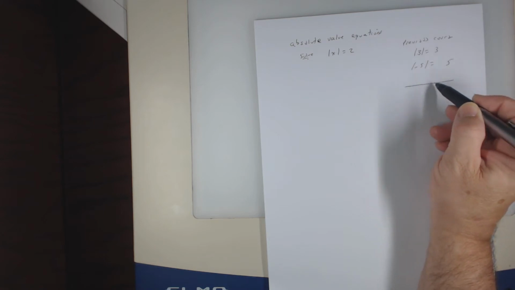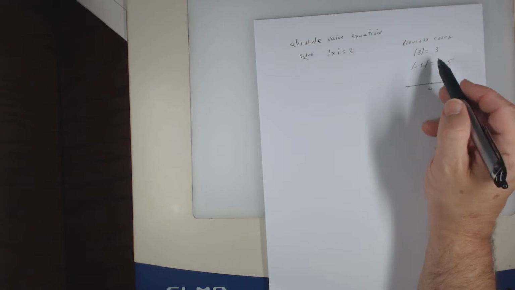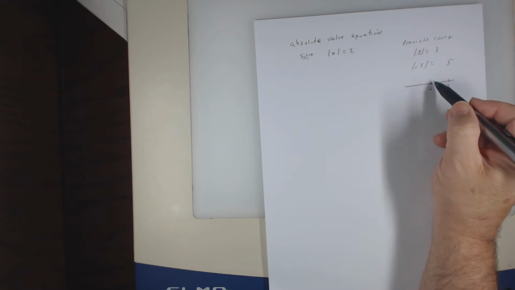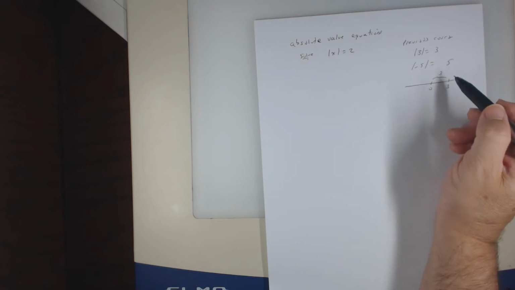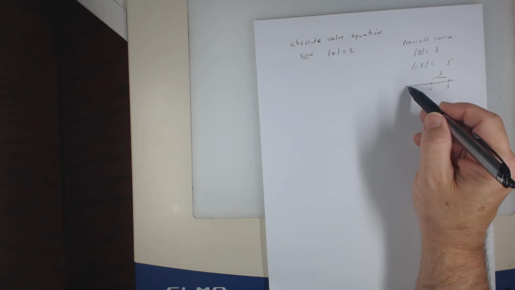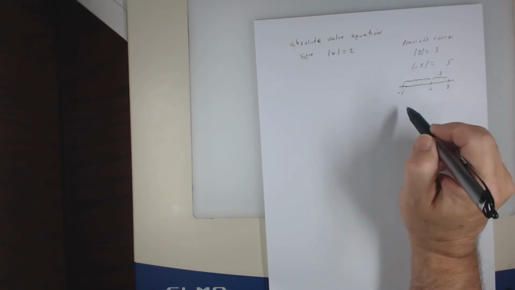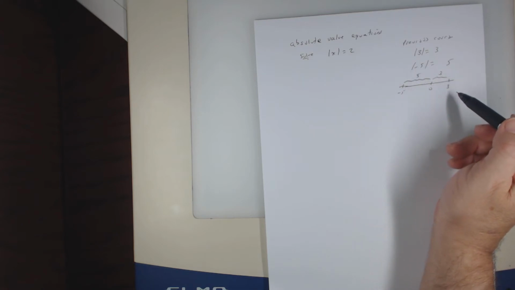So if I have this number line here, and this is 0, and I want to know what's the absolute value of 3, so I want to know what is the distance that 3 is from 0. What's that distance? 3. Same thing for absolute value -5. So I'm going to go to -5, and I'm asking what's the distance that -5 is from 0? The answer is 5. So distance is always positive.